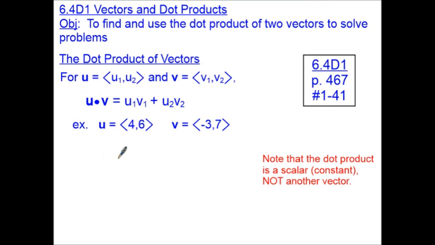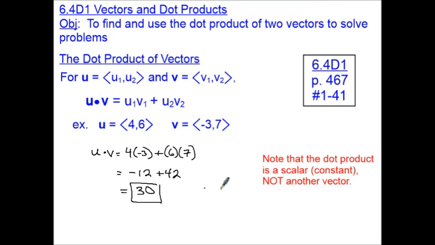So let's say we've got the vector 4, 6, and the vector negative 3, 7, and I want u dot v. It's simply the 4, the x part, times the other x part, plus the y part times the other y part. It's just a matter of crunching the numbers here. So you get negative 12 plus 42, and even my nearest third grader can tell me that's 30.